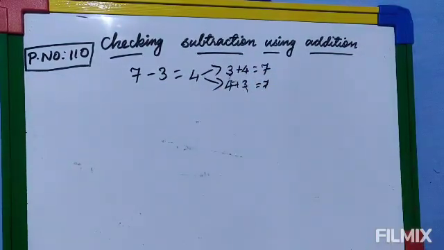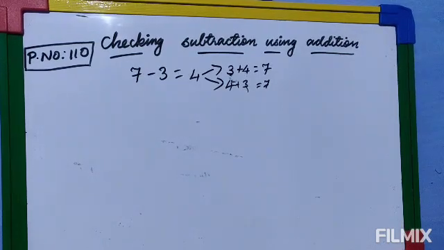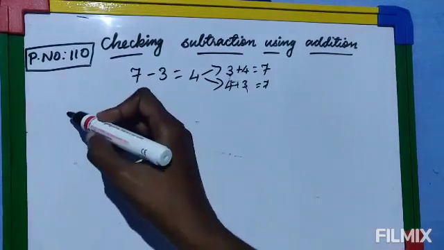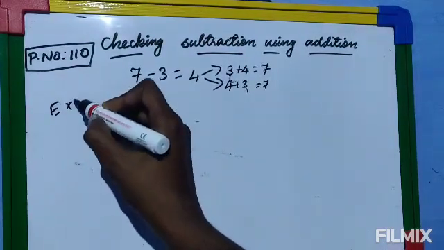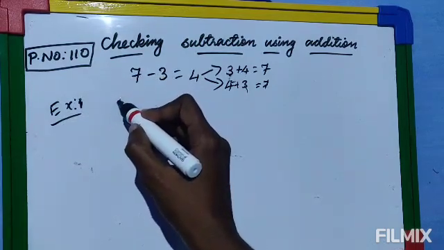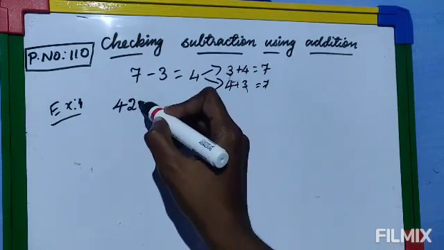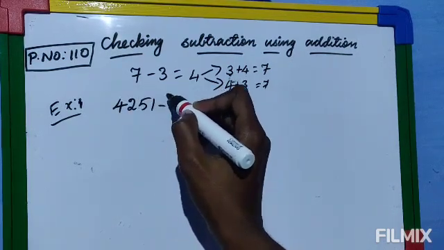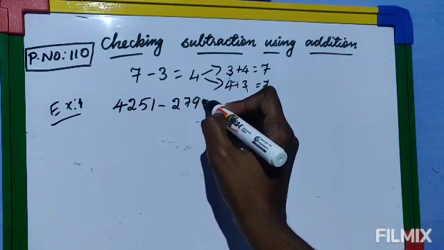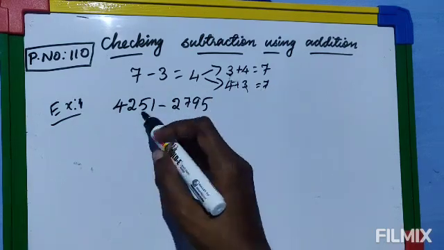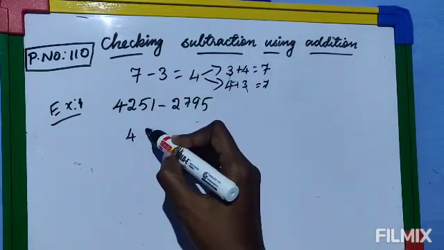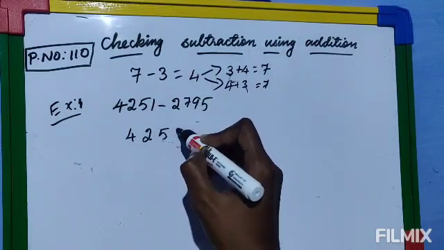So using this, now we will do the subtraction. We will check the answer by adding. Okay, let's check example 1. I'm giving an example. It is given 4251. From here you have to subtract 2795. After subtracting, you have to check the answer using addition. So first let's subtract. Arrange the digits in columns.